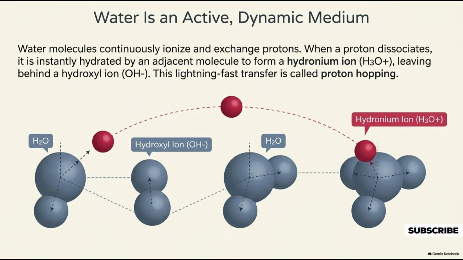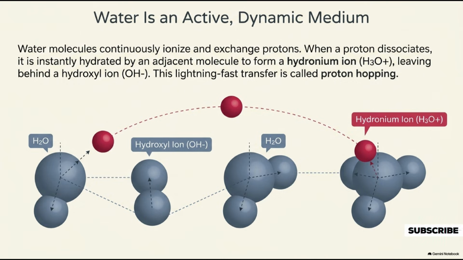In an aqueous solution, water molecules continue to exchange protons with each other. When a positively charged hydrogen nucleus, or proton, dissociates from one water molecule, it is immediately hydrated by an adjacent water molecule to form a hydronium ion, leaving behind a hydroxyl or hydroxide ion. This rapid transfer is facilitated by a process called proton hopping, where protons hop between the hydrogen-bonded water molecules, explaining why acid-base reactions in water are exceptionally fast.